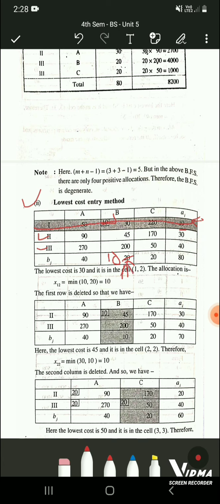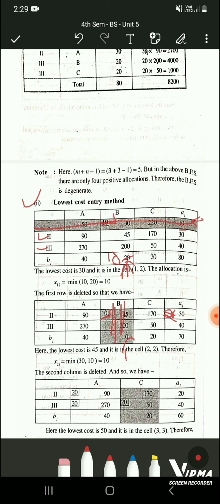Here B2 is 10. Again in the cost matrix check for the minimum value which is 45. Make the allocation, it is between 10 and 30. Therefore 10 will go in this and this row is completely vanished, and here you get 20. So make another table wherein B column is completely vanished.